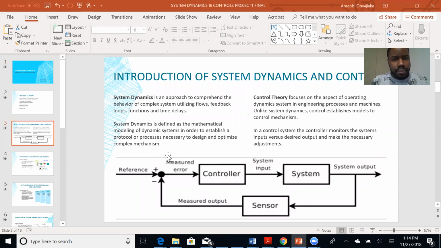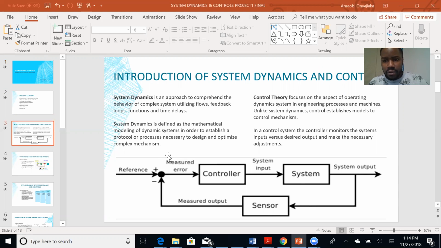System dynamics is an approach to comprehend the behavior of a complex system utilizing flows, feedback loops, functions, and time delays. System dynamics is defined as the mathematical modeling of dynamic systems in order to establish a protocol or a process necessary to design and optimize a complex system. There are two aspects to this course. There's the system dynamics, which deals with the modeling, and then there's a control aspect, and that focuses on operating a dynamic system.